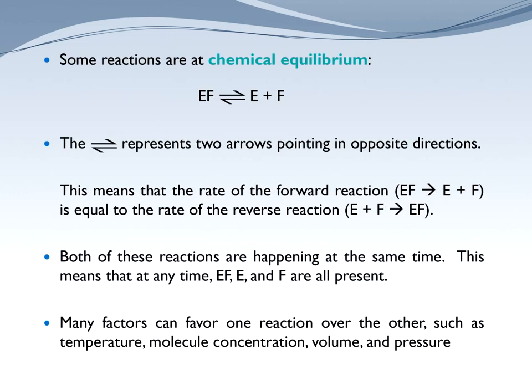Some reactions are at chemical equilibrium, like the one shown here. The symbol that you see represents 2 arrows pointing in opposite directions. This means that the rate of the forward reaction, the one progressing toward the right, is equal to the rate of the reverse reaction, the one progressing towards the left. Both of these reactions are occurring at the same time.